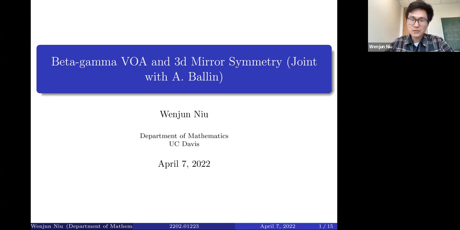Great. So today I'm going to talk about this project that I worked on with Andrew Bolling on beta gamma VOA, and we study the category of modules of this VOA using the perspective of 3D mirror symmetry. I put the arXiv identifier underneath, if you're interested.